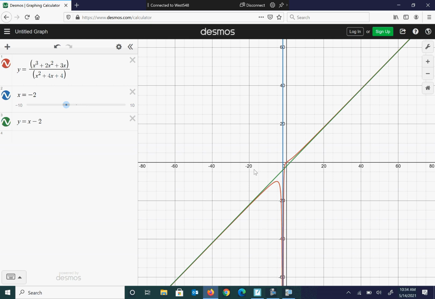And friends, that's all I have for Algebra 2 content for you this year. So what I want to do is I want to give you the opportunity to go to Desmos.